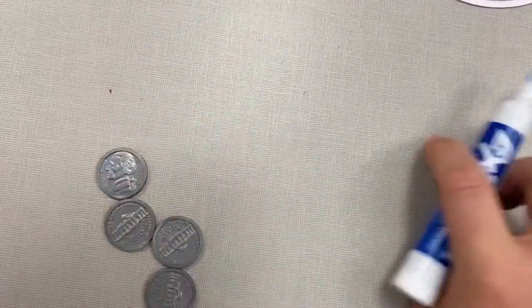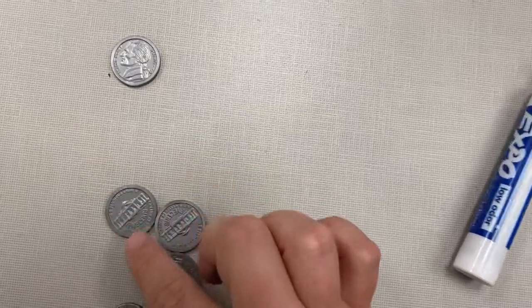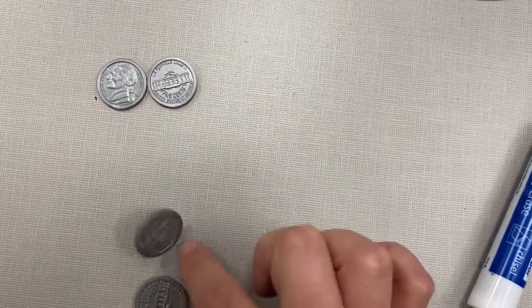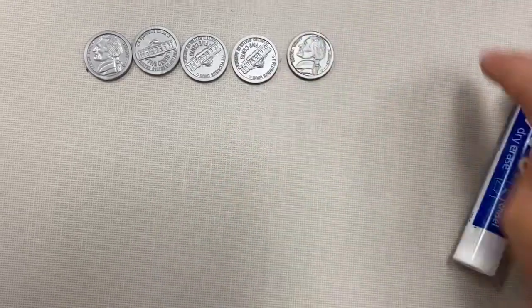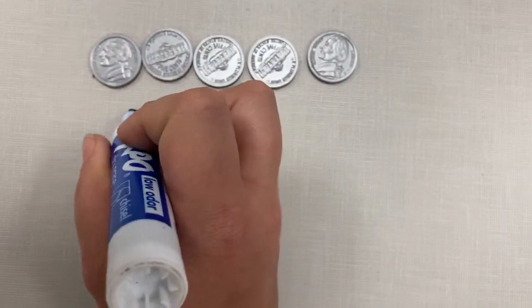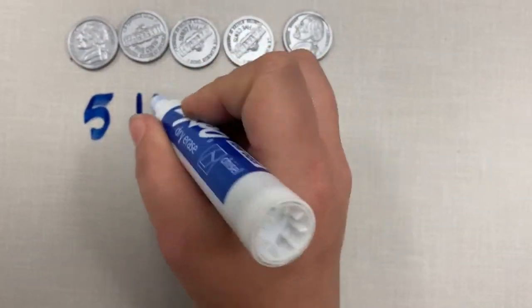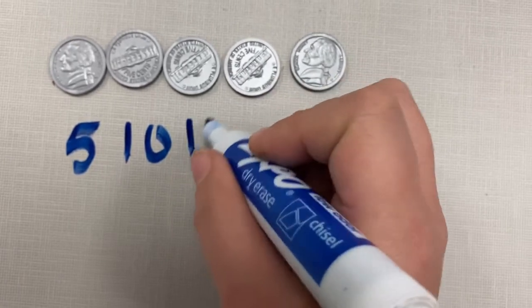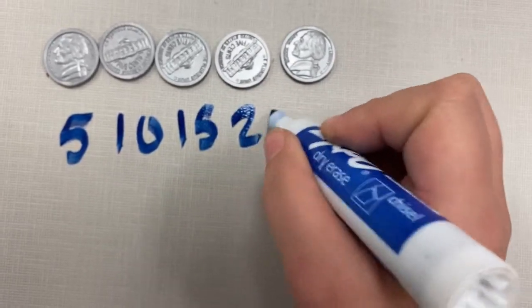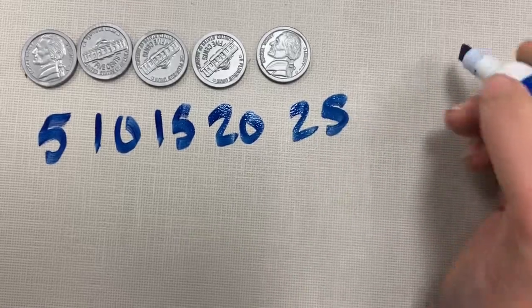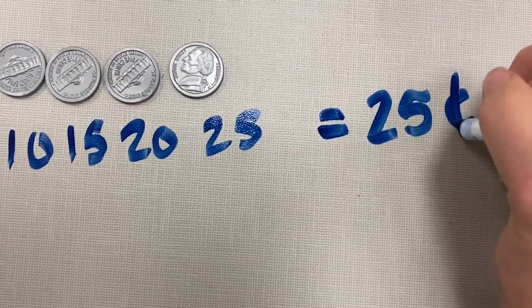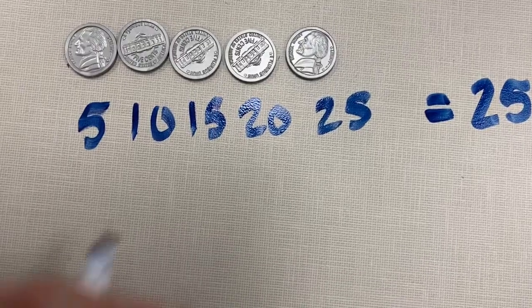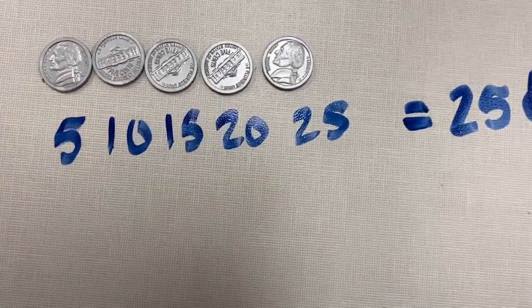Now to count a nickel, I skip count by 5. So we're going to practice that here. I have 5, 10, 15, 20, 25 cents, and I can write that as well. So I have 5, 10, 15, 20, 25. So I have 25 cents worth of nickels because I add 5 each time. I skip count by 5.